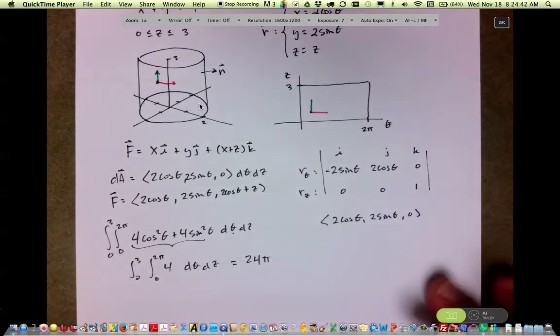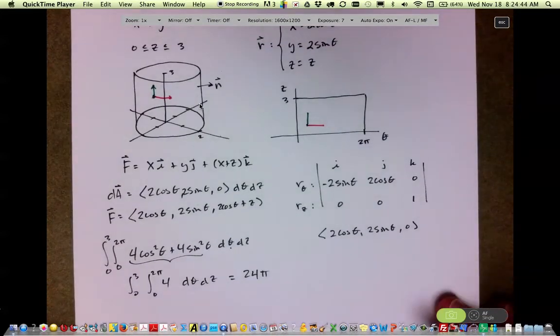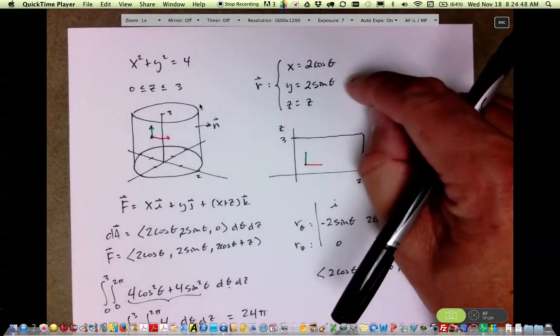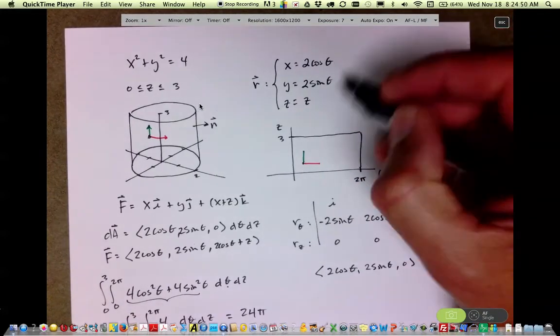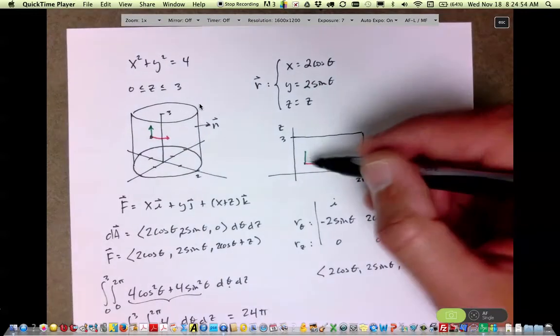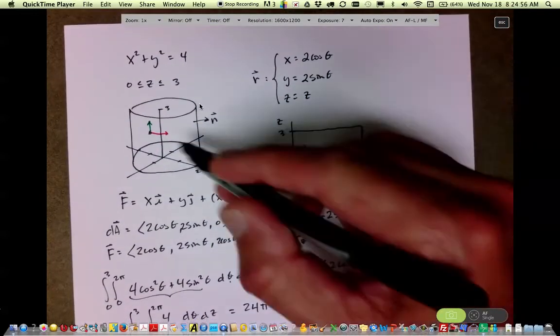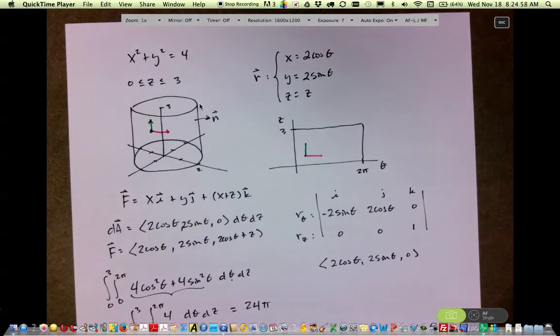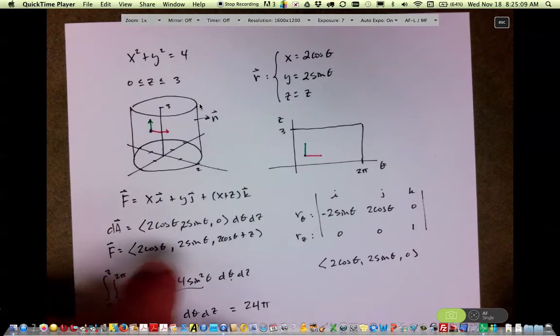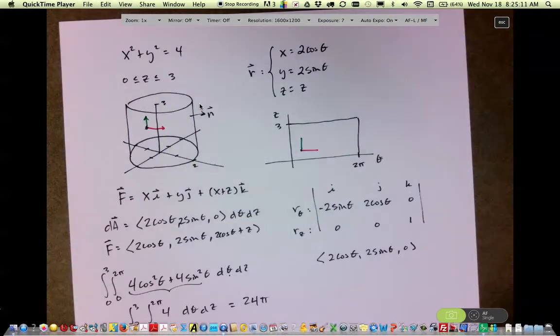Okay, so this is the way that I would approach this problem, and I like it because you take care of the parameterization up here. That's the part that's different. Everything else flows the same. You draw the picture, think about what's happening as you move around in this plane, and what that does on the surface. Find a cross product that produces an outward normal. Then it's the same: take the vector field and dot it with dA, and integrate over your limits on the parameters.